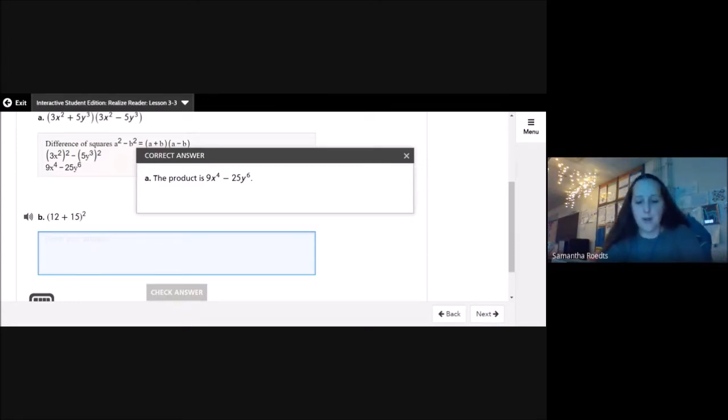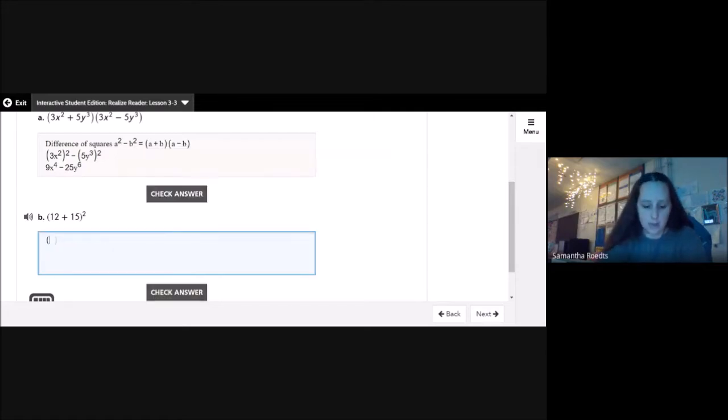Okay, so that's the square of a sum. So that's (a plus b) squared equals a squared plus 2ab plus b squared. Okay, so I'm going to take a equals 12, b equals 15. So I have 12 squared plus 2 times 12 times 15 plus 15 squared.